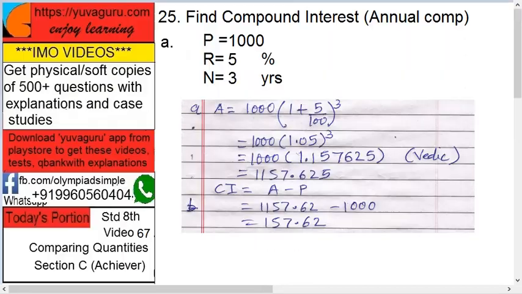Next. Now this question has 3 parts, 3 to 4 sub questions. Find the compound interest. Annual compounding means everything is annually compounded. Now A part. P equals 1000, R equals 5%, N equals 3 years. Quite simple. So A equals P into 1 plus R upon 100 raised to N. So 1 plus 5 upon 100 means 1.05 the whole cube.